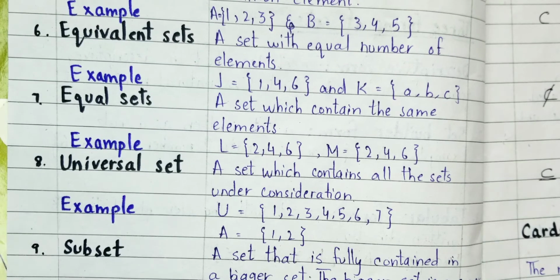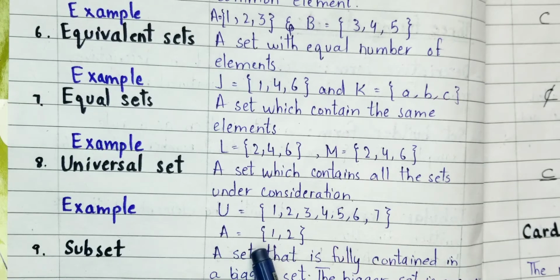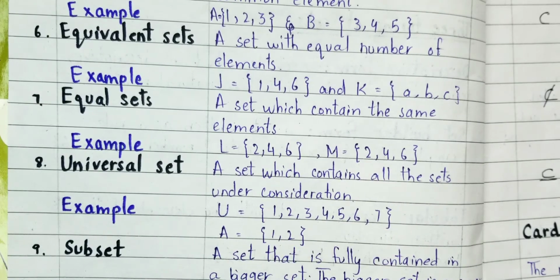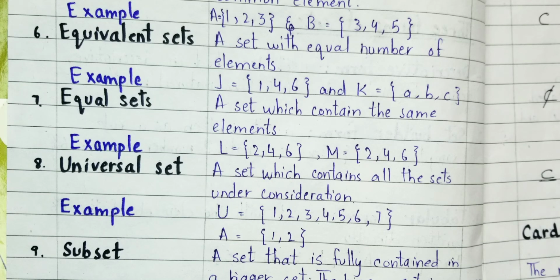Right? For example, U is equal to {1, 2, 3, 4, 5, 6, 7} and A is equal to {1, 2}. So in this case, set U basically contains all the sets that are under consideration, so it is a universal set. Now, subset: a set that is fully contained in a bigger set. If a set is contained in a bigger set, then the bigger set will be called a super set, but the smaller one will be declared a subset of it.